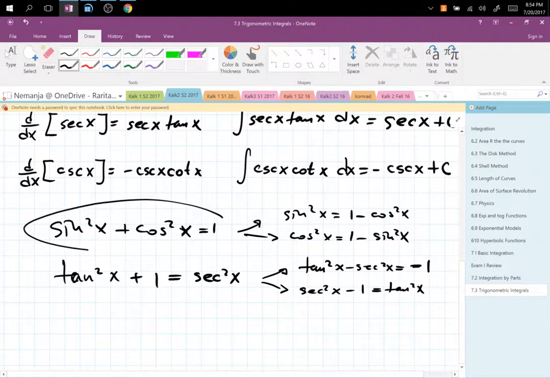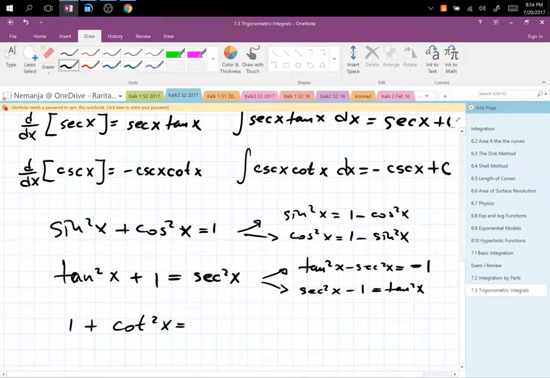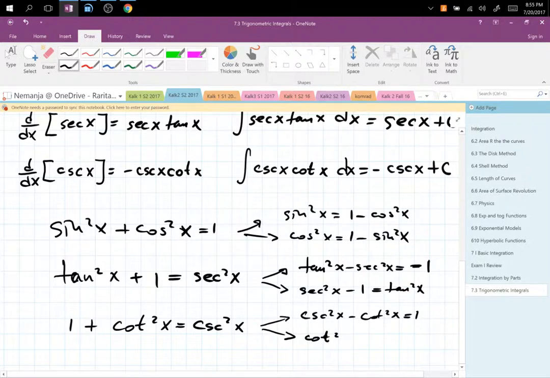And if you go back to the original problem, and instead of dividing it by cosine squared, you divide it by sine squared, you have 1 plus cotangent squared x is equal to cosecant squared x, which gives you yet another 2 formulas later on. So cosecant squared x minus cotangent squared x equals 1. And the other one, cotangent squared x is equal to cosecant squared x minus 1.